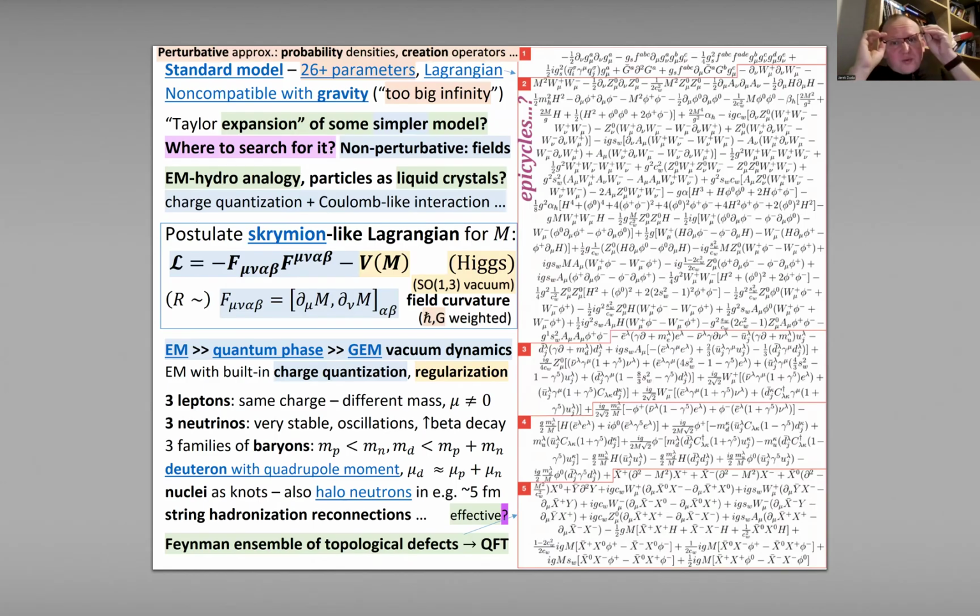So now we have this huge Lagrangian of the standard model, with like 26 or more parameters, and it's obviously a perturbative approximation. It uses creation operators, so it creates particles without explaining what field configuration is there. It uses probability distributions, again, which are effective, and which we should get from Feynman ensembles. So the question is where to search for a deeper non-perturbative model.